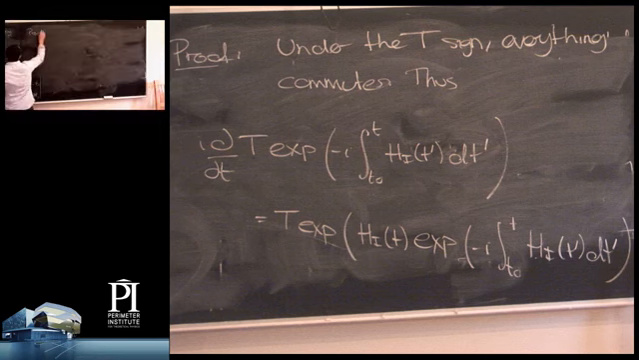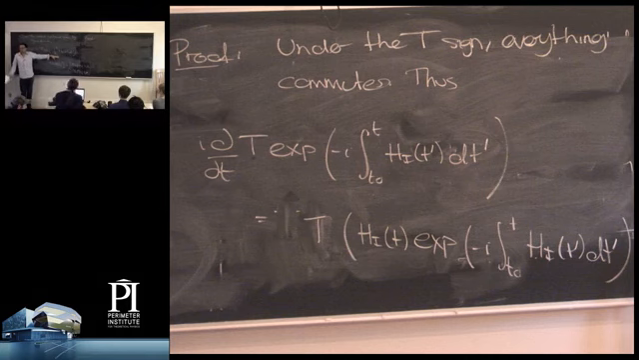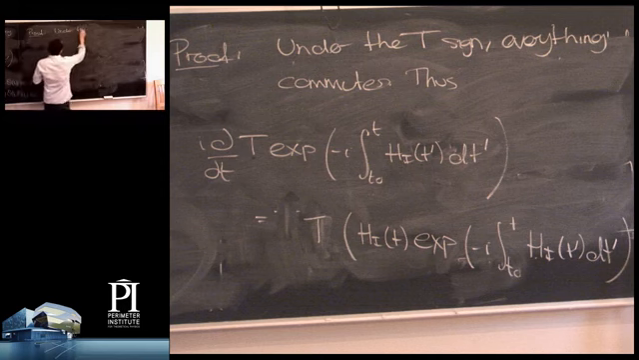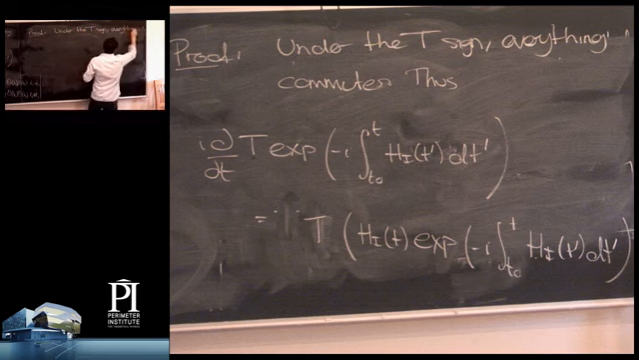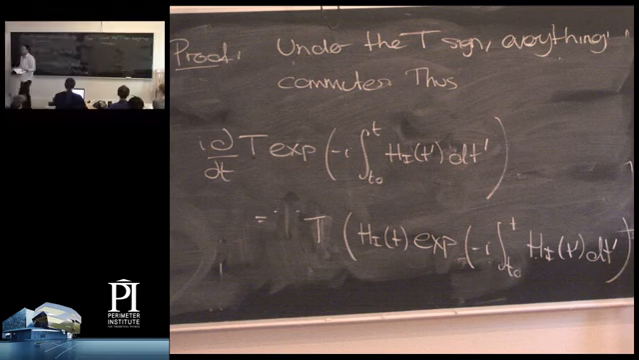Okay. So let me just prove that this is the case. So the key thing is that this T symbol here means that inside everything commutes. Okay. So inside or under the T sign, everything commutes. So why does everything commute? It's because you can write them any way you want inside here, but this guy is just going to win and reorder them for you.